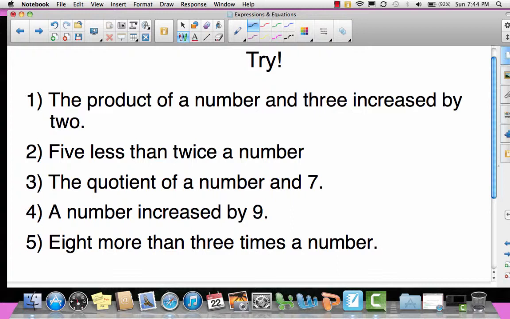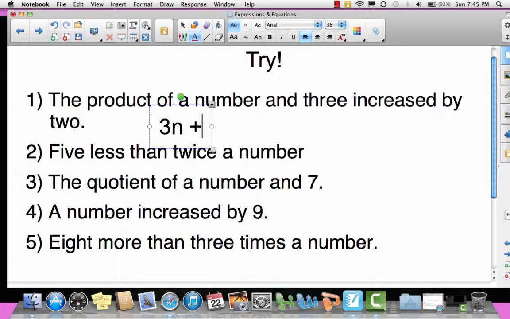Welcome back. So, for number 1, we should have the product of a number and 3 increased by 2. So the product of a number and 3 is 3 times some number, and we're increasing that by 2, so plus 2. For number 2, 5 less than twice a number. And notice we have that less than there. So I'm going to start with twice a number, 2 times n, and take 5 away, 5 less than that. So my expression is 2n minus 5.